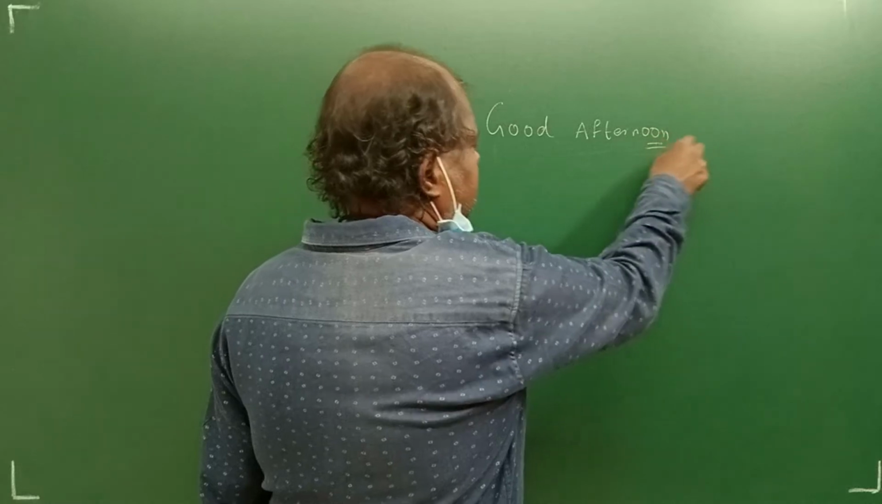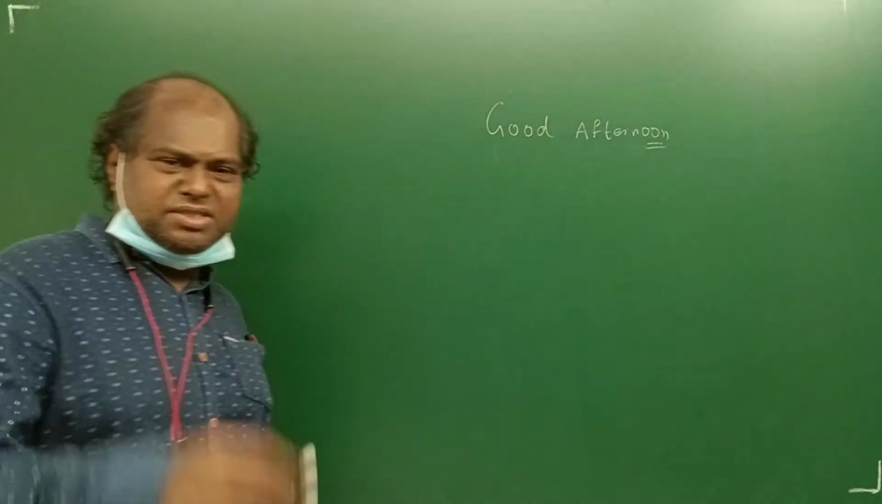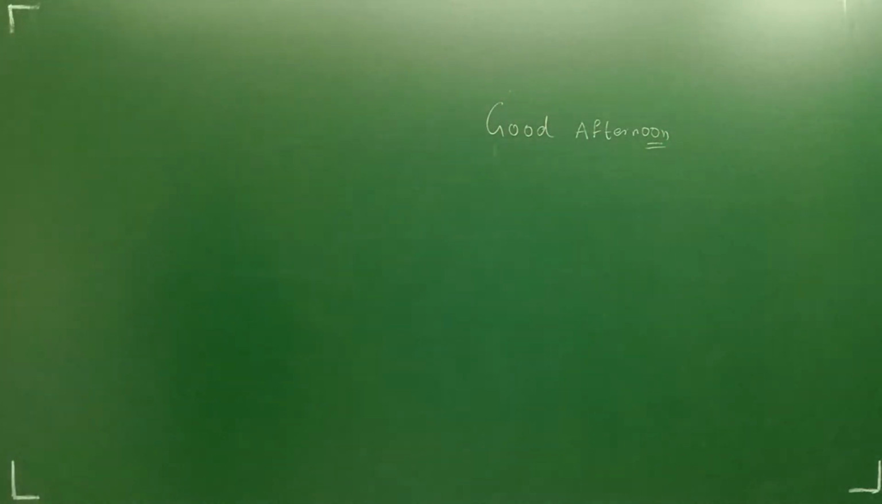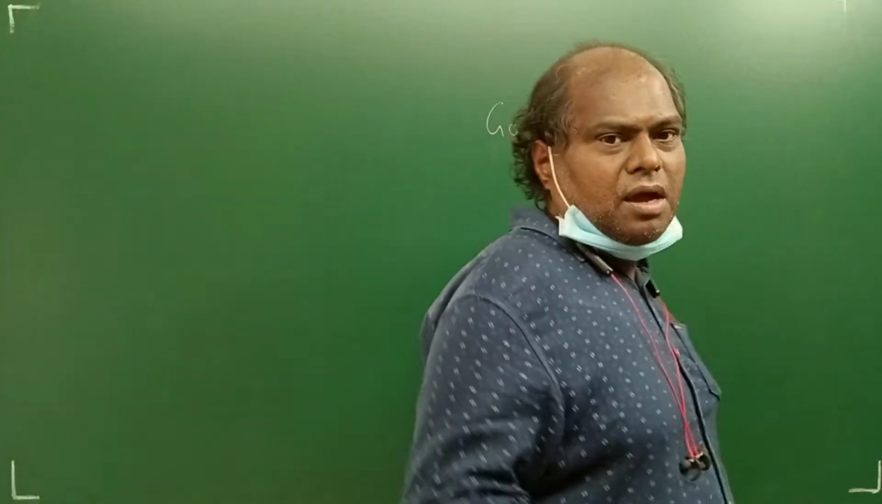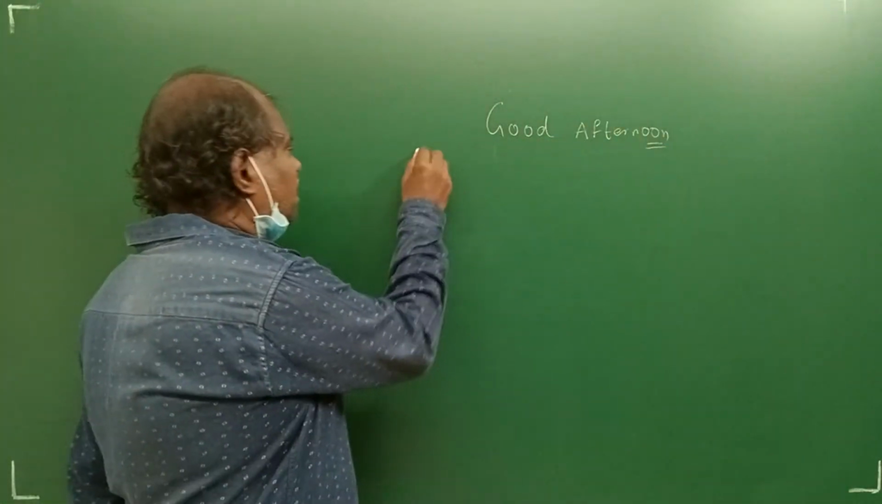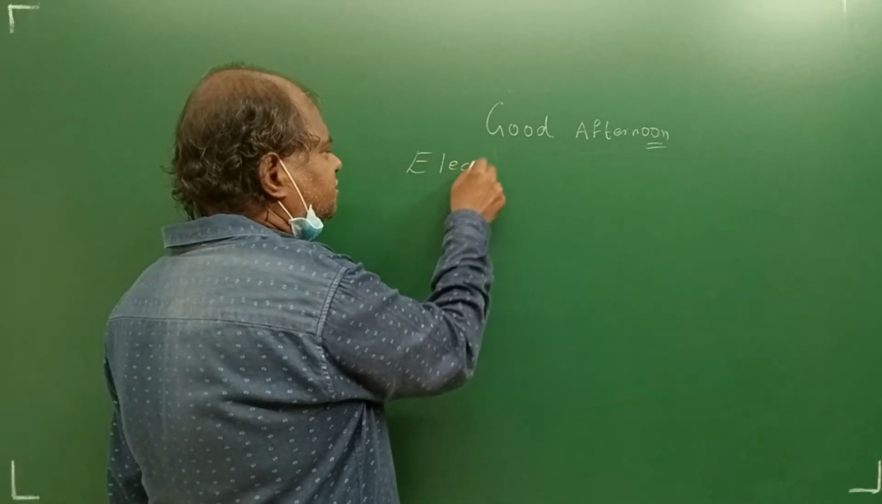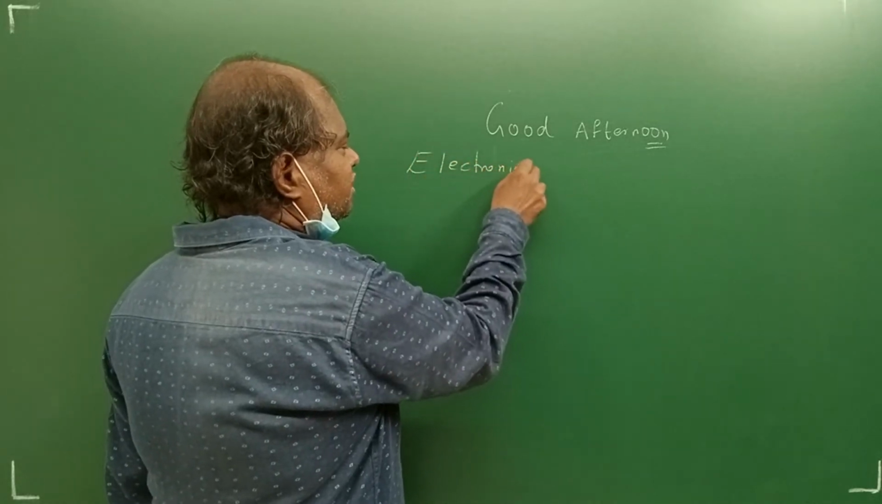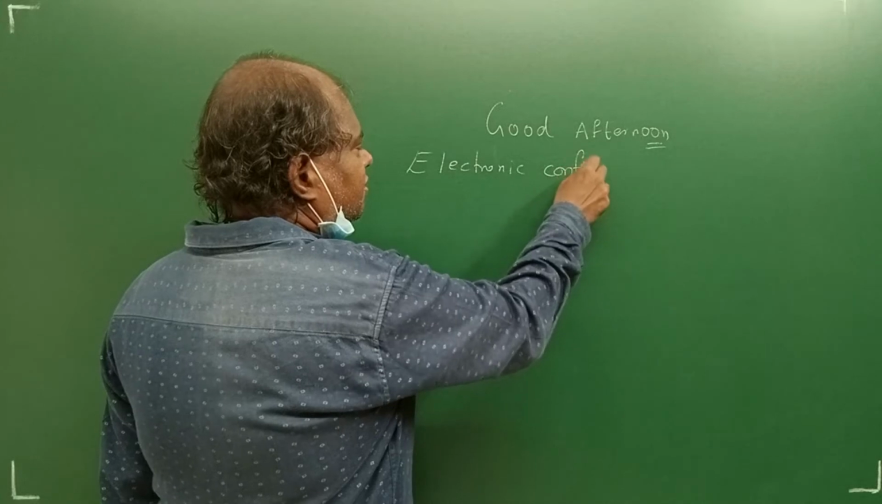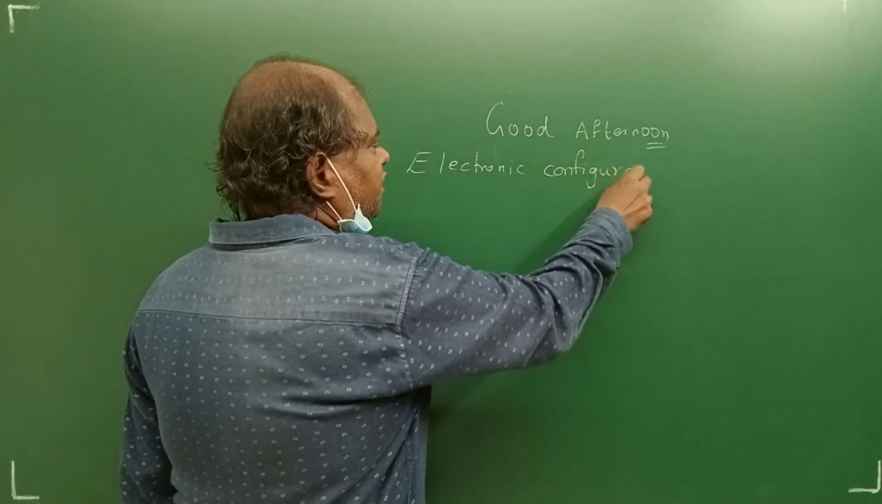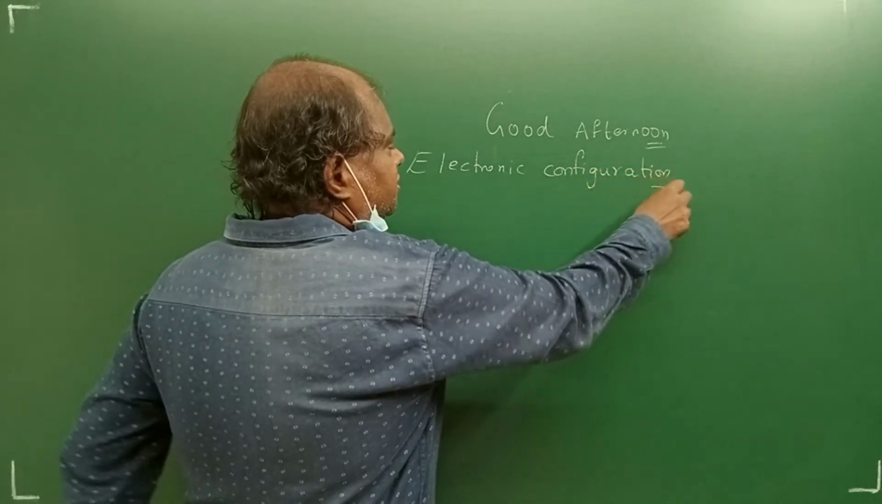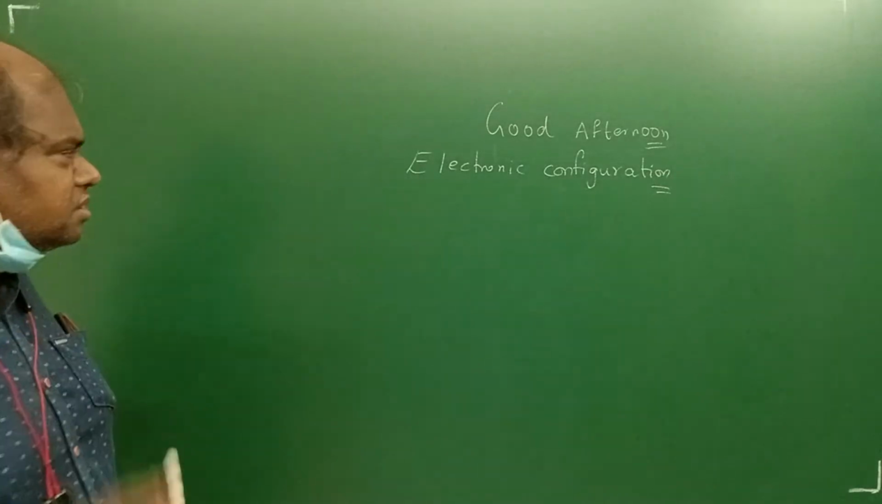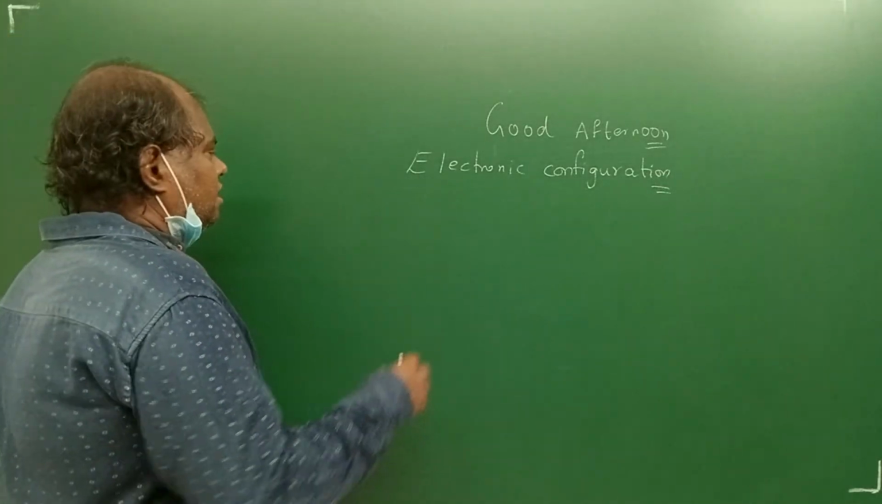Okay. So yesterday we were doing some chemistry sums. Fine. So we'll continue from there. Okay, fine. So today, we'll continue with electronic configuration. So we'll do some sums on electronic configuration. Very, very important, right? See, in chemistry, electronic configuration is the most important.